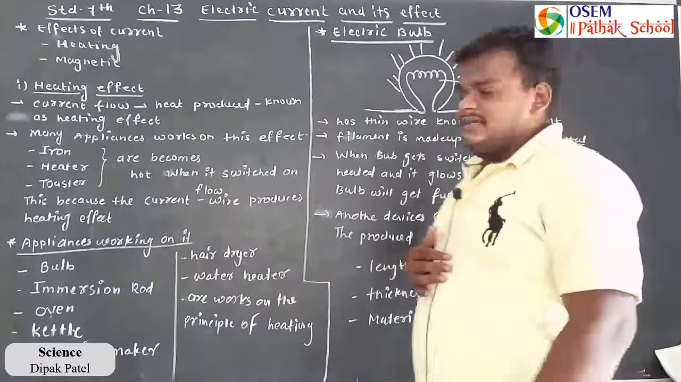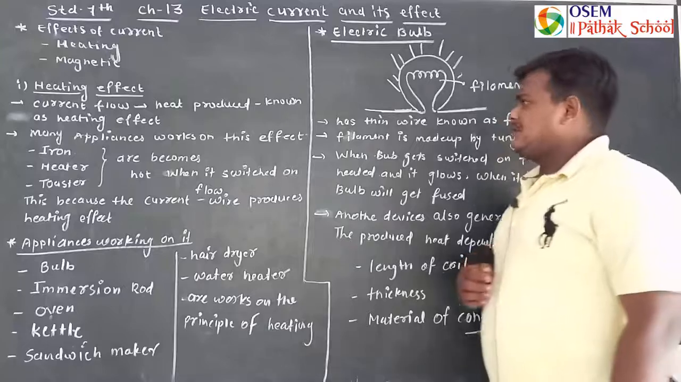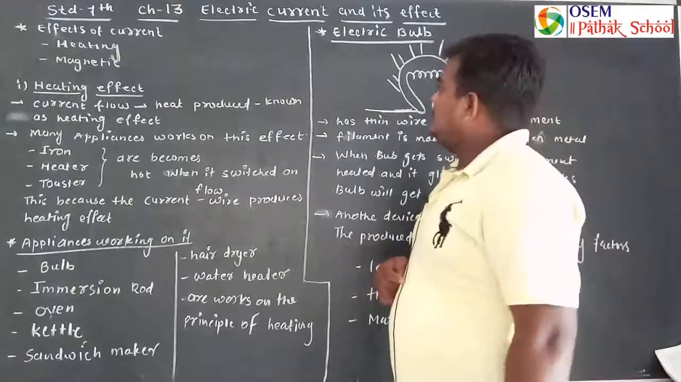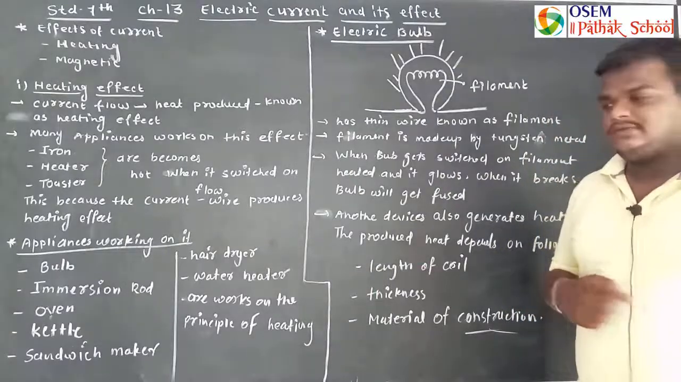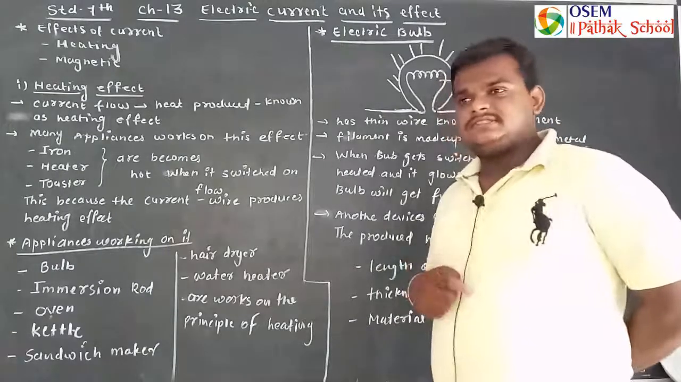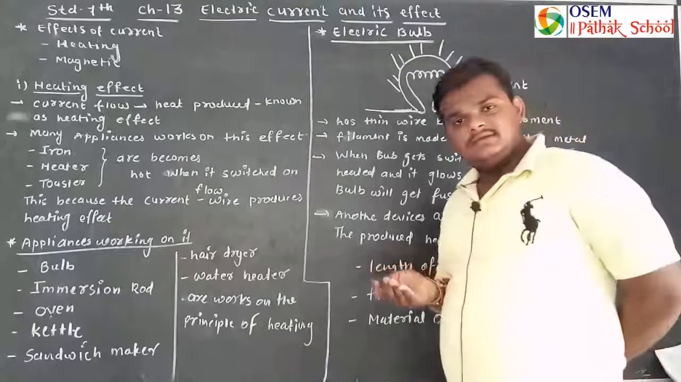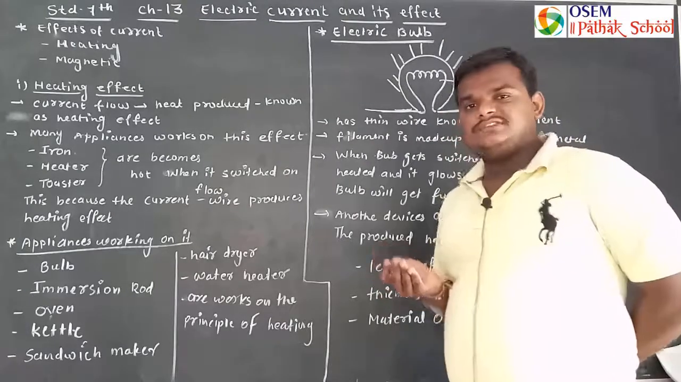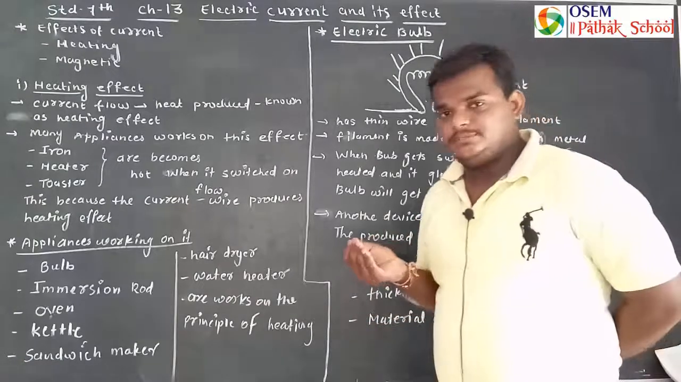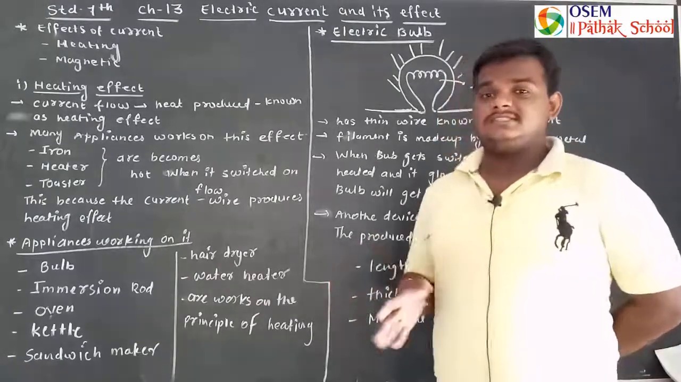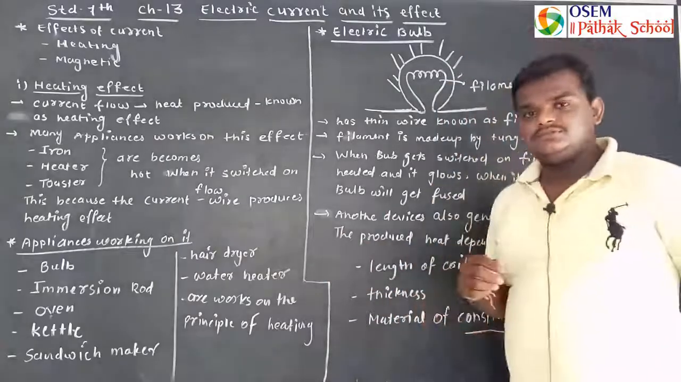Welcome back again in the standard 7th subject science lecture number 2 of chapter 30, electric current and its effect. So in the first lecture of this chapter we had started with how electric current is defined, what are the basic units of electric current, how electricity is produced, and what are the charges, positive and negative charges. There are two types of charges.